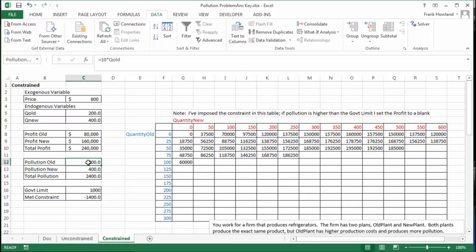So here, pollution in the old plant would be 2,000. Pollution in the new plant would be 400. Total pollution, 2,400. Suppose the government limit is 1,000. Well, we've not met the constraint. The constraint is government limit minus total pollution. So therefore, we've got to do something.